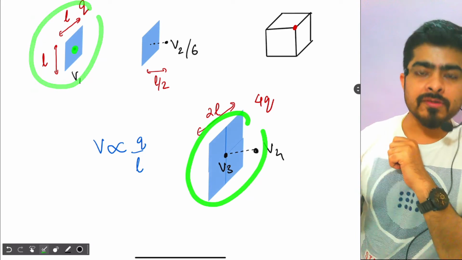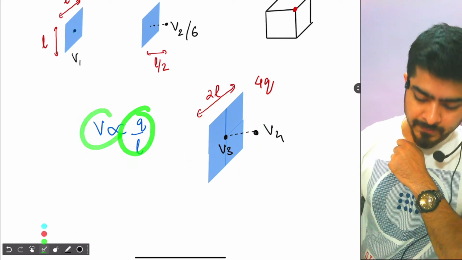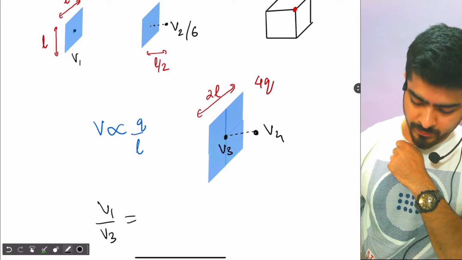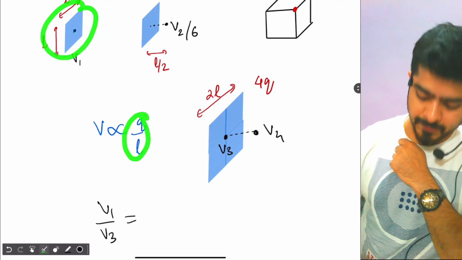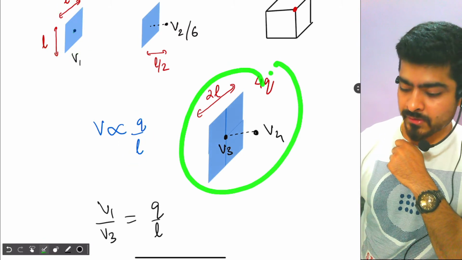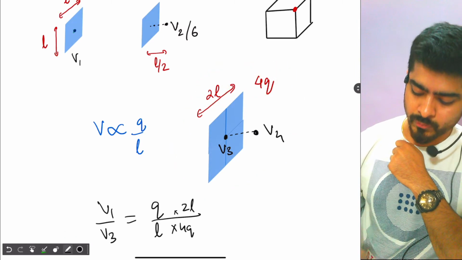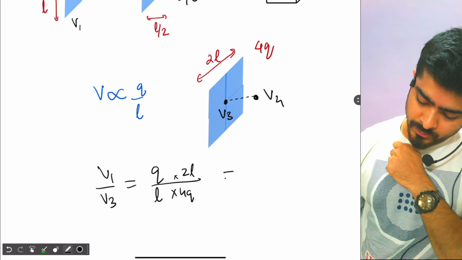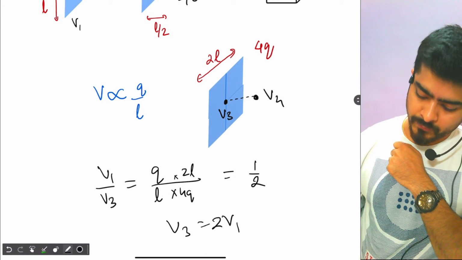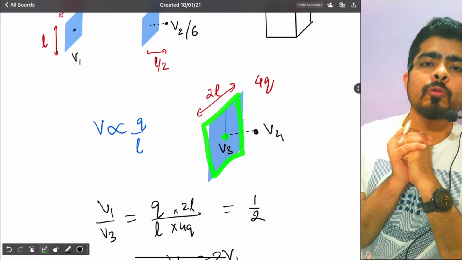So for the larger plate, what is the potential that we need to find? V is proportional to Q by L. So V1 by V3 will be equal to Q by L for this plate, divided by Q by L for the larger plate. So that is 4Q by 2L, which is equal to 1 by 2. So V3 is equal to 2V1. So the potential at the center of the larger square plate is 2V1.